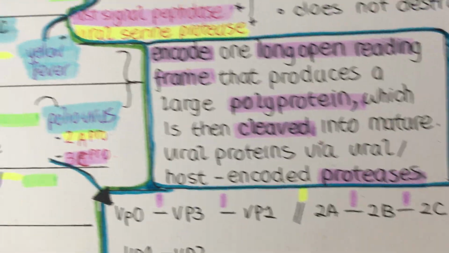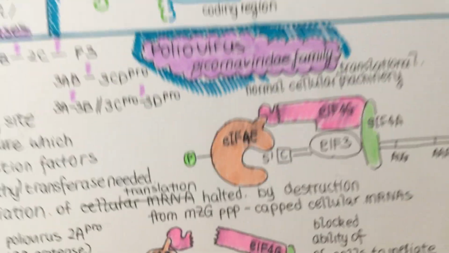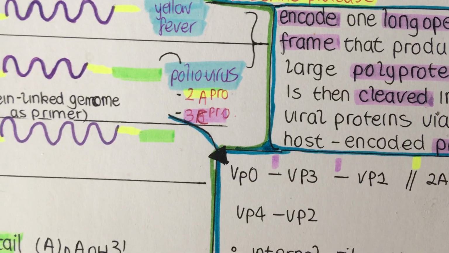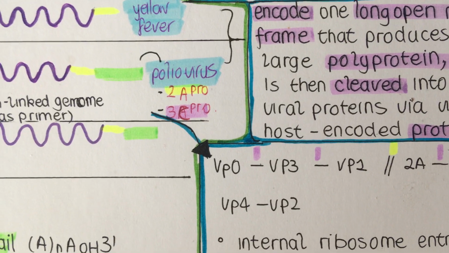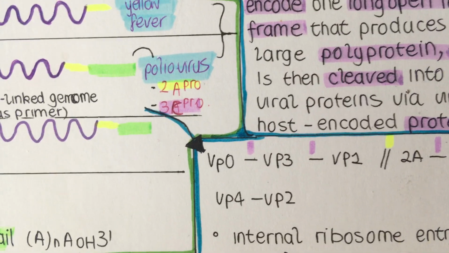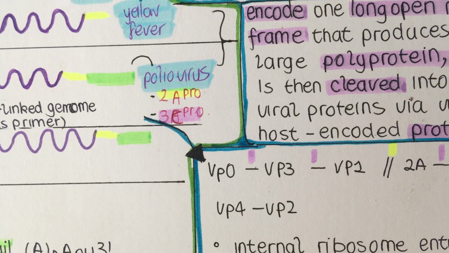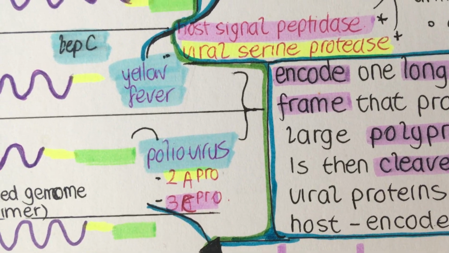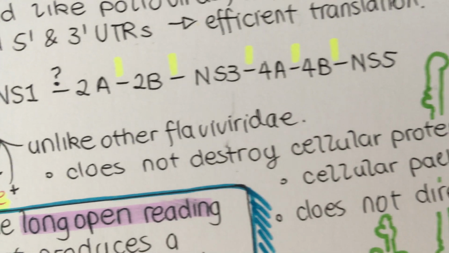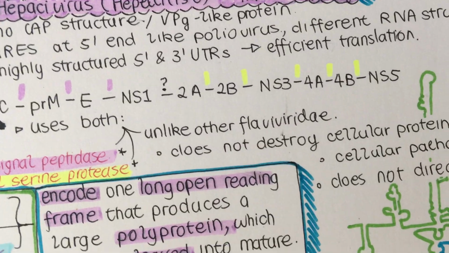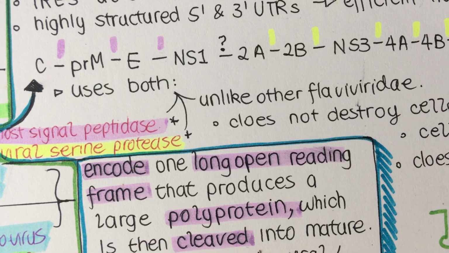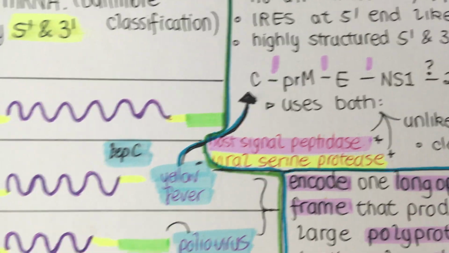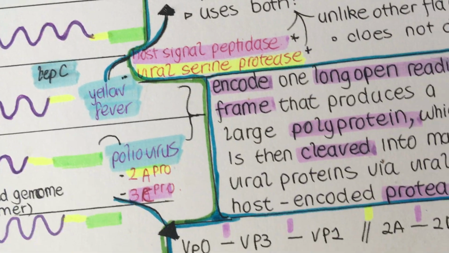In translation, both hepatitis C virus and poliovirus encode one long open reading frame that can produce a large polyprotein, which is then cleaved into mature viral proteins via viral and host-encoded proteases. Hepatitis C uses both host signal peptidase and viral serine protease. As shown here, that's its genome. The parts marked in yellow are where cleavage by viral serine protease occurs, and the parts shown in purple are where cleavage by host signal peptidase occurs.